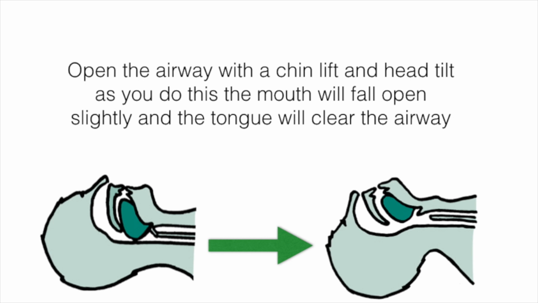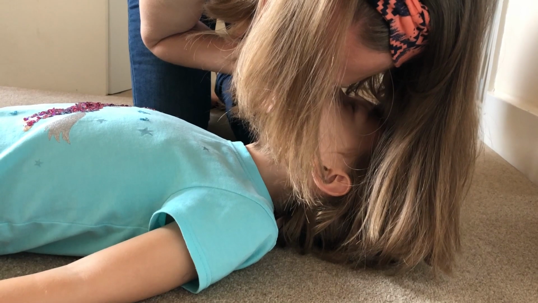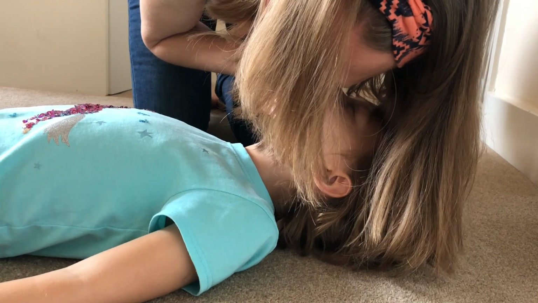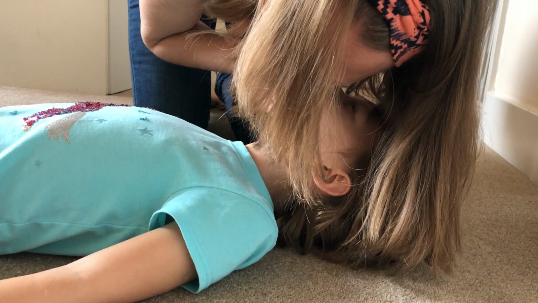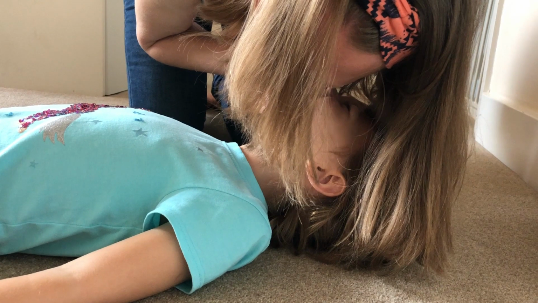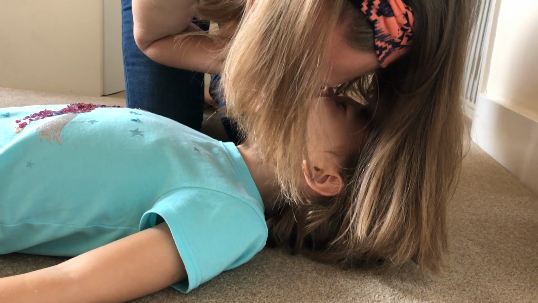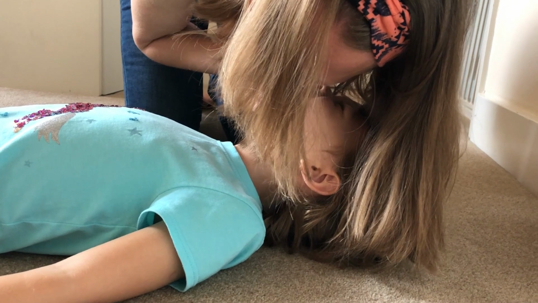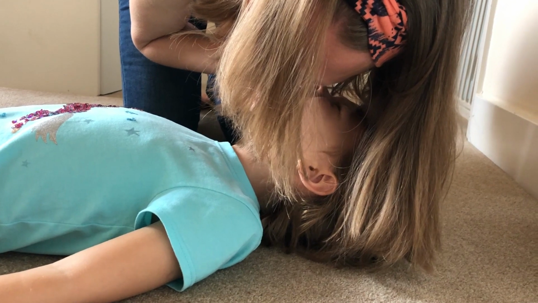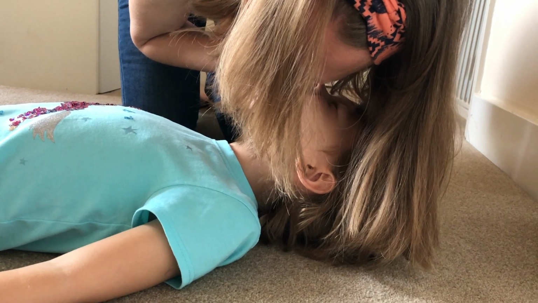And then you need to assess whether they're breathing or not. You need to look, listen and feel for up to 10 seconds for normal breathing. So I'm feeling with my cheek, I'm listening with my ear, and I'm watching for normal chest rise. Now it's so important to look, listen and feel for a whole 10 seconds, because an adult will be breathing roughly 2 to 4 times in these 10 seconds, and a baby about 10 times, so a child somewhere in between.